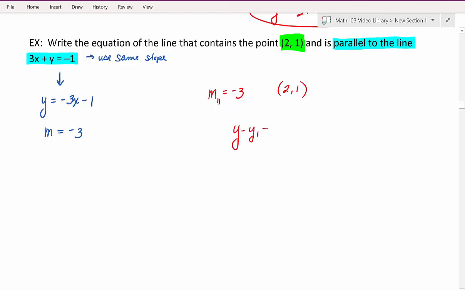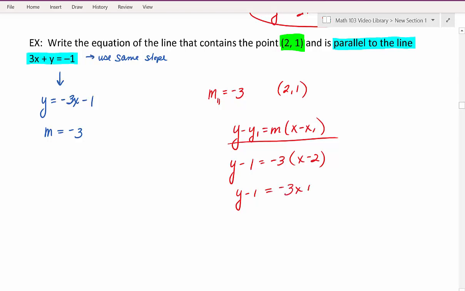I'm going to use point slope form of a line this time. y minus 1 equals negative 3 times x minus 2. Distributing the negative 3, we get y minus 1 equals negative 3x plus 6. And lastly, we'll add 1 to both sides. We get y equals negative 3x plus 7.